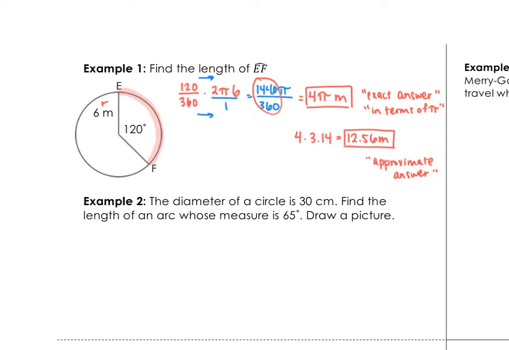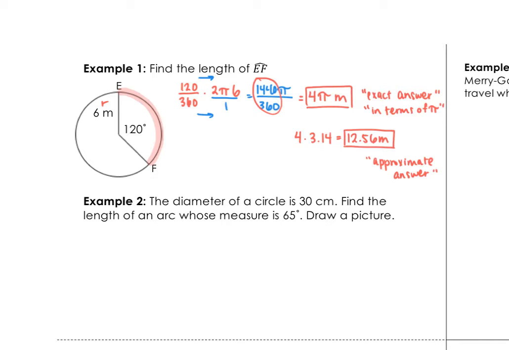Okay, so again, going over this one more time. So it's the fraction of the circle times the total circumference. So the fraction of the circle is 120 over 360. My radius is 6, so it's 2 pi r, so 2 times pi times 6. To get my exact answer, my answer in terms of pi, we ignore pi and we just multiply the numbers. So we did 120 times 2 times 6, which is 1440. So the numerator is 1440 pi. Then the denominator, we just do 360 times 1, which is 360.